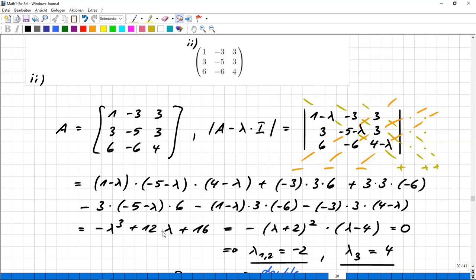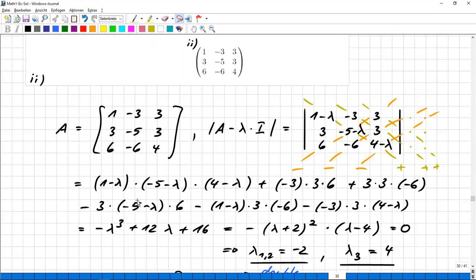Also, I collect my linear terms from here. Oh yes, I must be careful, because 1 times minus 5, that's minus 5, and then times minus lambda is 5 times lambda. And then collect again, and also here, minus 3 times minus lambda times 6, and so on. So there are many of them. 1, 2, 3, 4, 5, should be 6 contributions. And if you carefully put them together, you find a positive coefficient of plus 12. So it's 12 times lambda inside the polynomial.